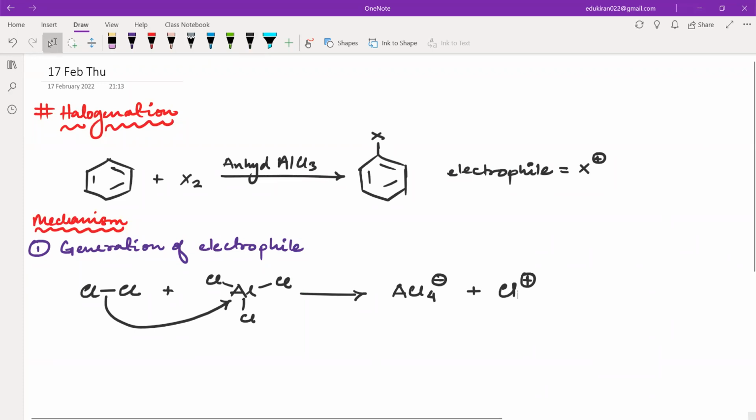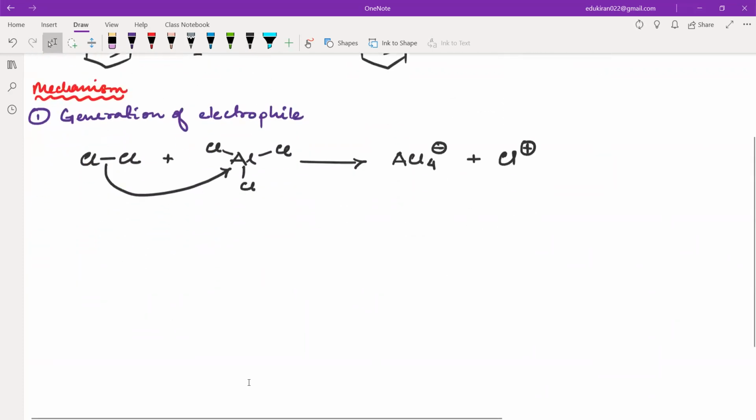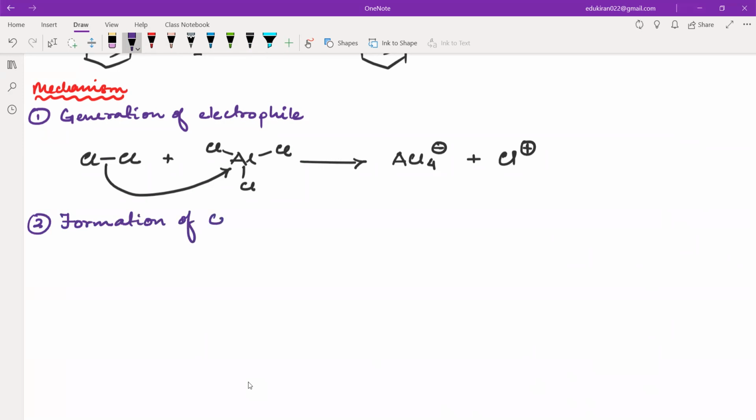Is this clear? Yes or no? Please tell me. Generation of electrophile is clear? Yes or no? What happened, guys? Yes, sir. Okay. Next step. What is the next step? Formation of carbocation.